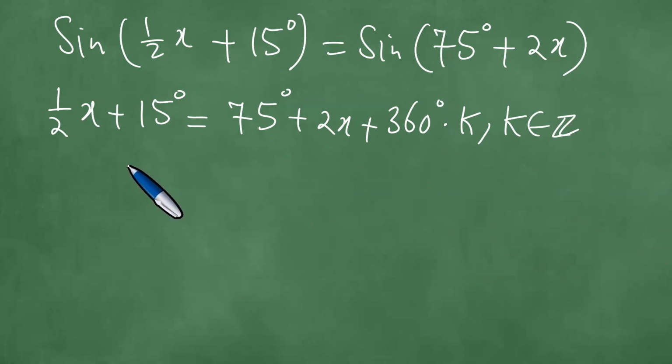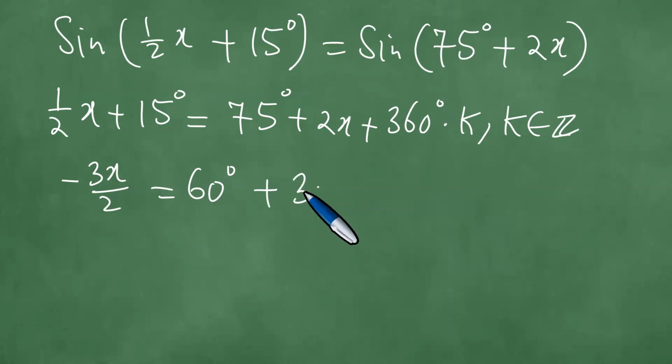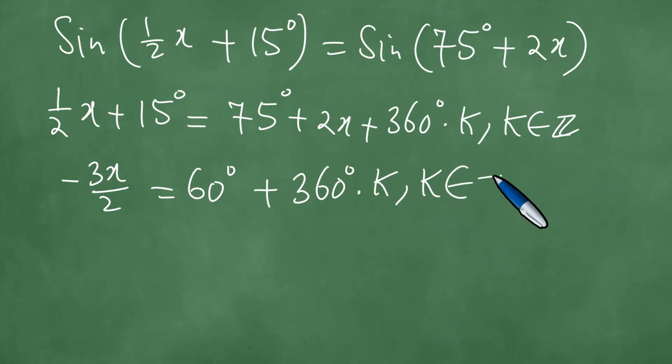Upon further examination, we're able to see a couple of things. But what can we say here? Right. So we have that now the 1/2 x minus 2x becomes the same as minus 3x out of 2, which is equal to 75 minus 15, which is the same as 60 degrees plus 360 degrees times k in the integers.